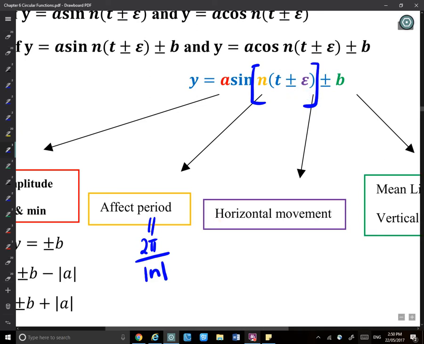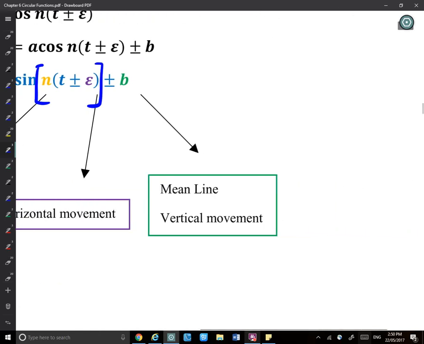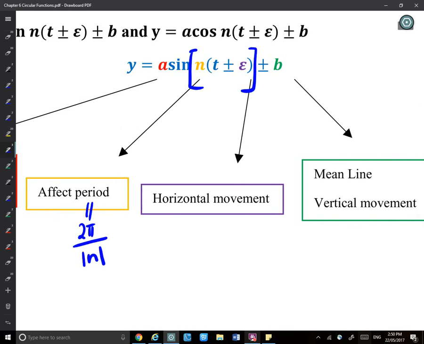And you have this b. b is the mean line, the middle of your graph. Normally your graph's middle will be 0, so moving up and down by b units gives the mean line. It's the vertical movement. So the three important things are the amplitude, period, and vertical movement. They influence the shape of your graph.